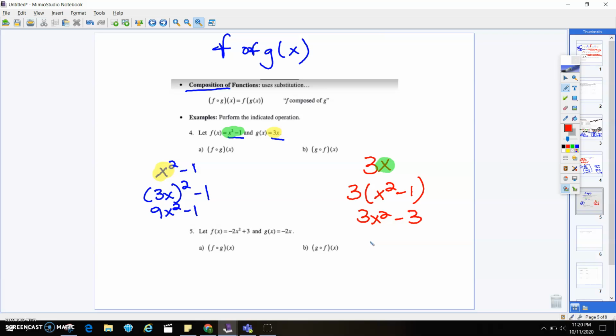That's how that works. So go ahead and take a moment and try number 5. Be mindful of that negative that's in both of those functions, okay? Take a moment, try number 5, and then check your work.